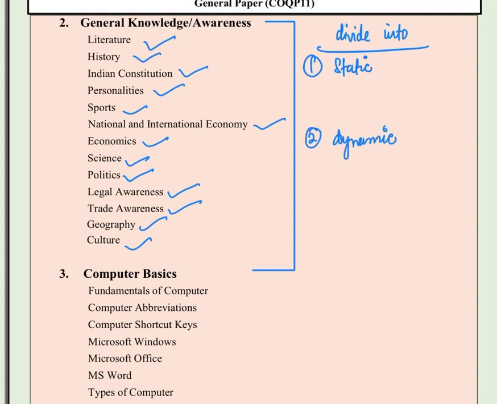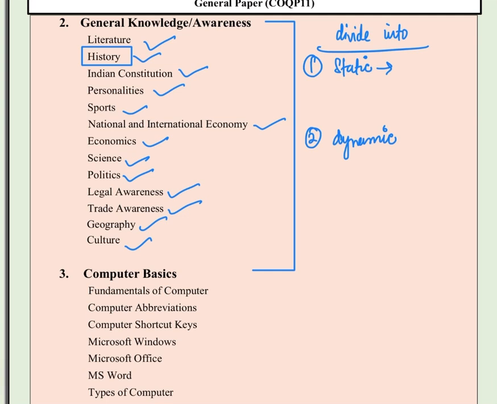One part is the static part, and the second part is the dynamic part. What do I mean when I say static and dynamic? Static subjects are those in which the general knowledge of that subject will be the same throughout the year. For example, history has a definite syllabus, and over the years the knowledge has not been upgraded or modified. Overall the subject is the same throughout the years, so those subjects are called static subjects.